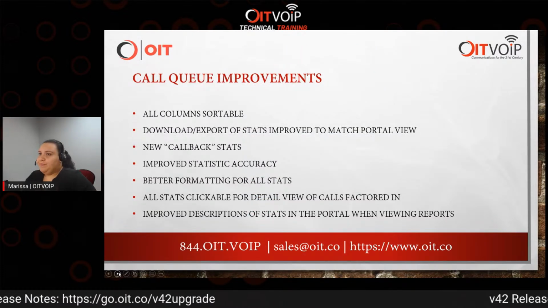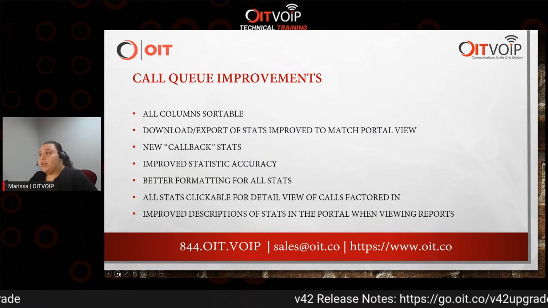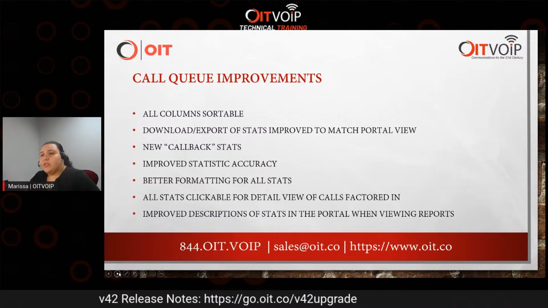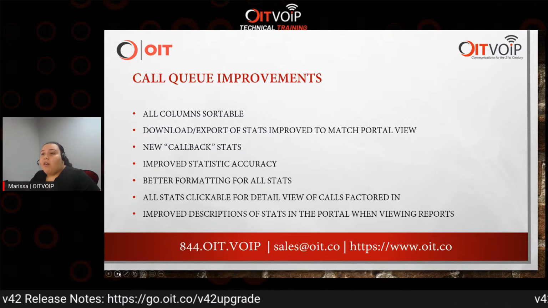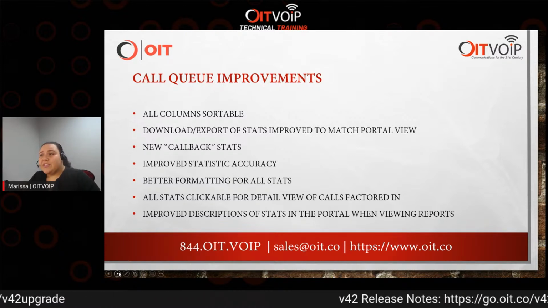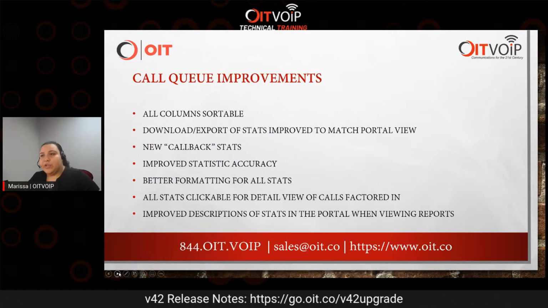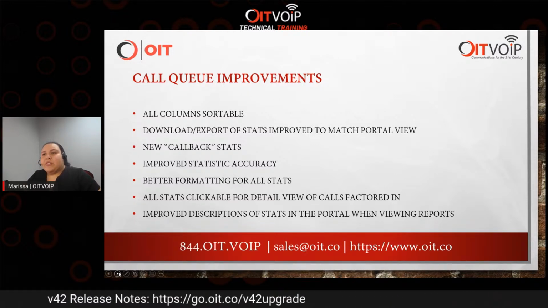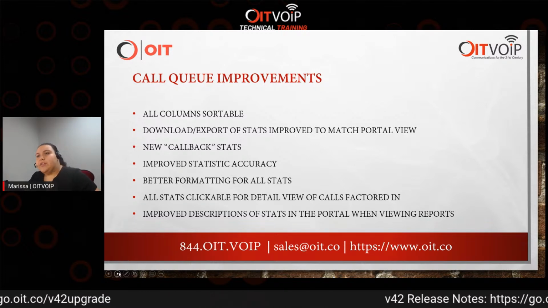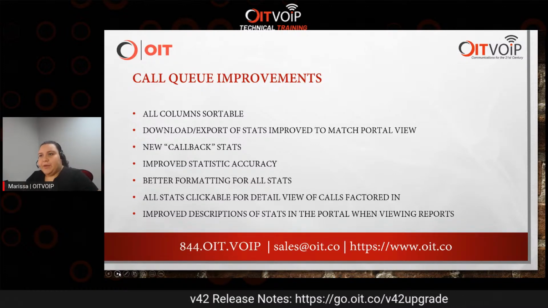Call queue improvements. So just some of the things, like I said, with the call queue usability and things like that. First of all, when you're viewing reports in the call queue as a call center supervisor or agent, all columns are now sortable. The download and export of statistics has also been improved. So before, when you were doing exports or downloading data, it was a little bit difficult because it didn't quite look like it did when you were viewing the reports. So it was a little bit confusing for users. It didn't make for a great experience.